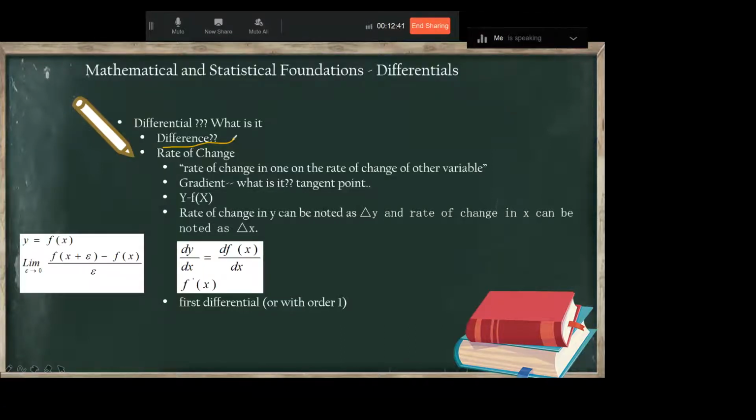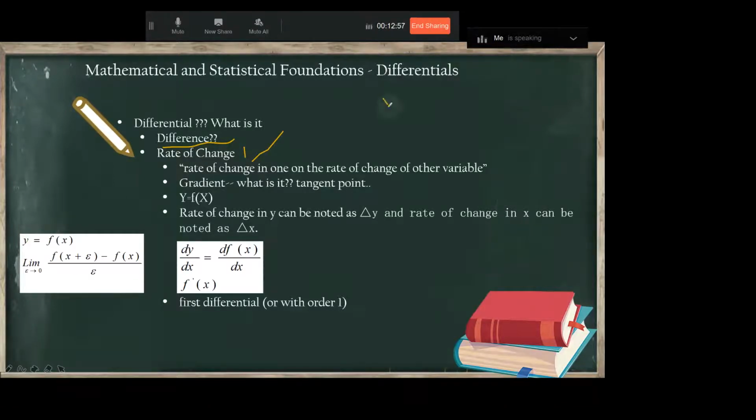There might be many differences, but here through differential we capture only the difference within itself with respect to another variable. That is a rate of change, right? So rate of change is also a difference.